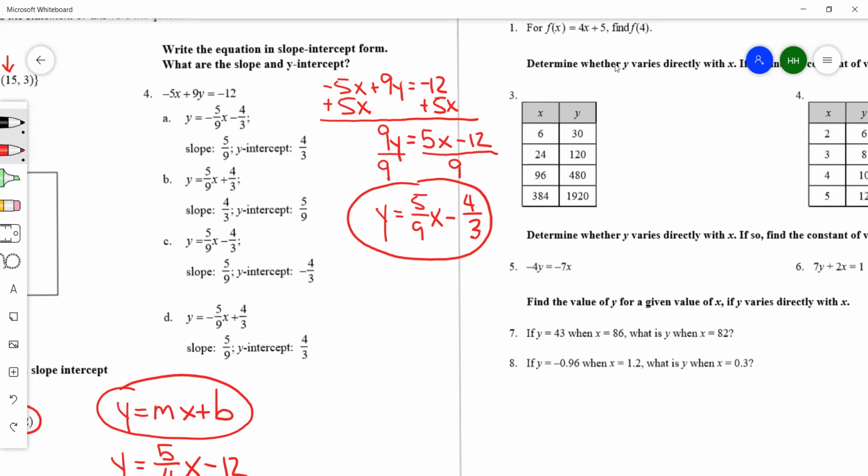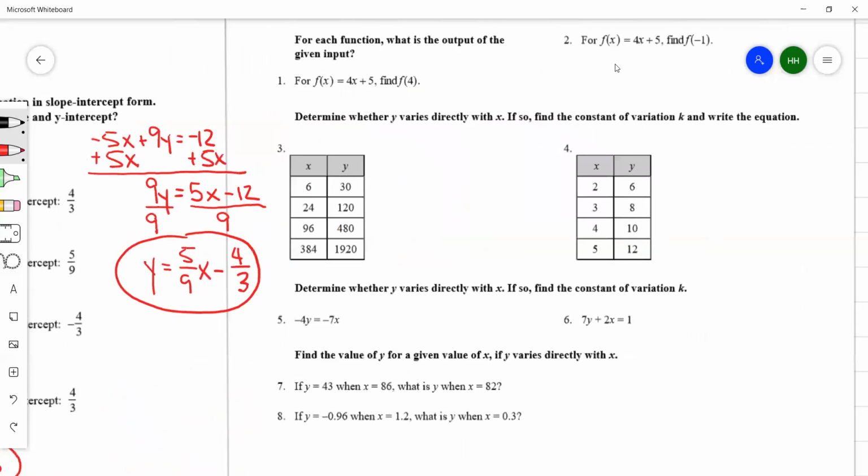And then, is there a number 5 on that page, or is that it? Okay. All right, so then here's the next side.